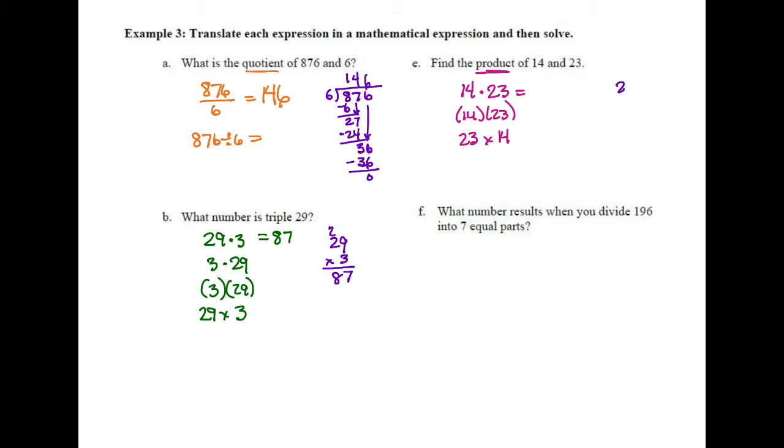let's do 23 times 14. So 4 times 3 is 12, carry 1. 4 times 2 is 8, plus 1 is 9. Now we're going to move over 1. So 1 times 23 is just 23. 2 comes down. 9 plus 3 is 12, carry 1. 1 plus 2 is 3. So it's 322.